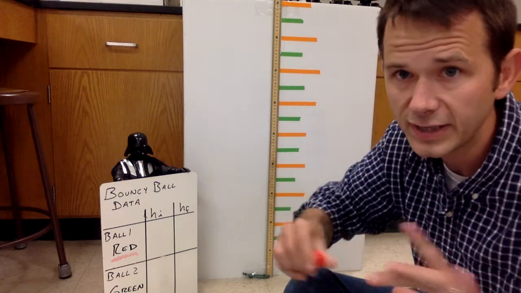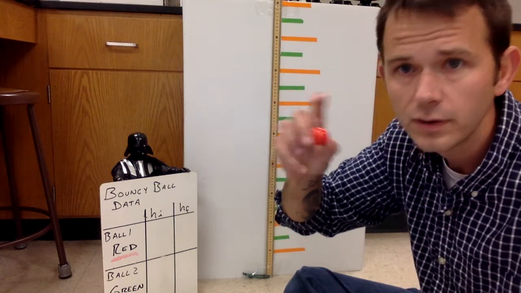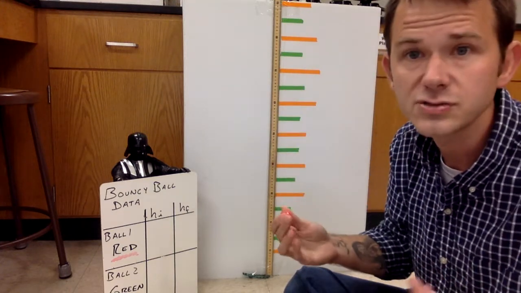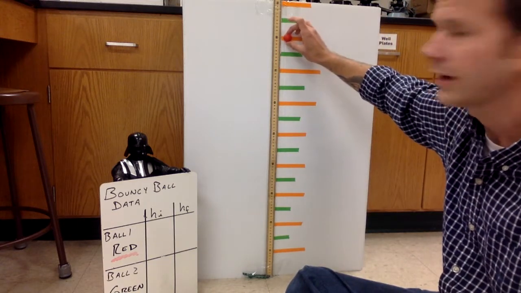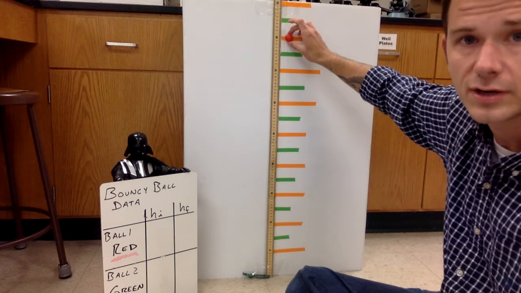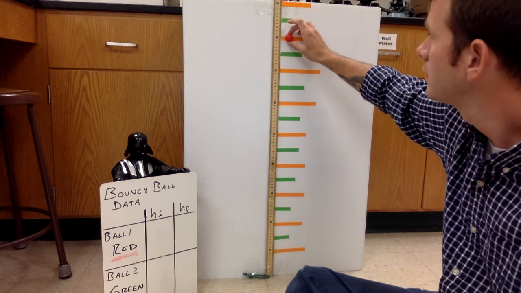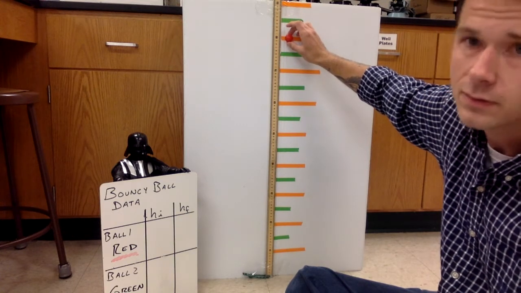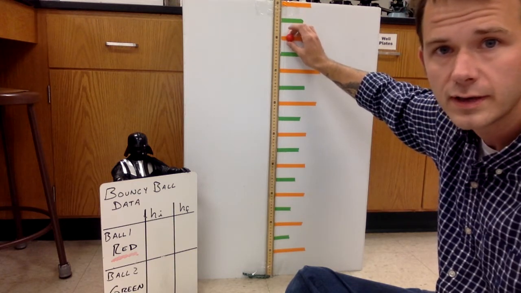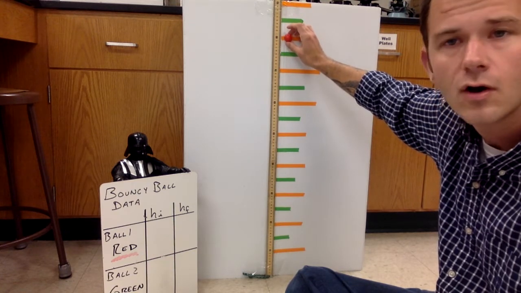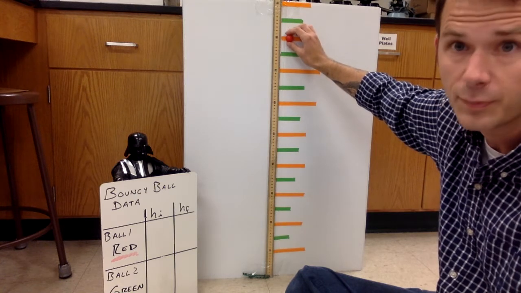So let's go ahead and get HI here. We've got a red ball. I'll do it a couple times, and we'll guess where the HF is. So HI, I'm going to put up here. This is going to be our initial height. This is at the 8th orange line. So I'm going to drop it here. Our initial height will be 0.8 meters.